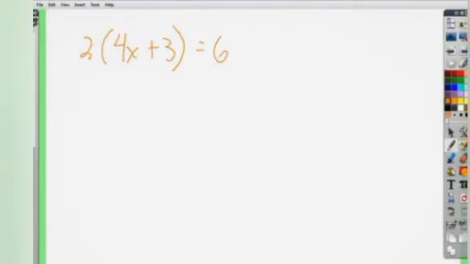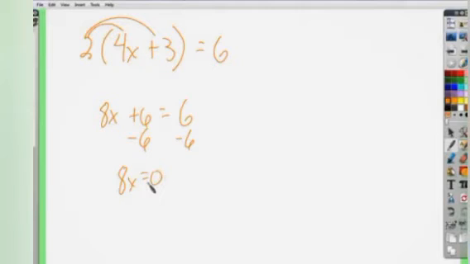Times 2 times 4x, I guess it's 8x. And then 2 times 3. Good, what do we call that? Distributive property. Alright, equals 6. And then I minus 6 from each side. Yeah, and then I divided by 8, and I got 0. Equals that. Excellent. Can we do it differently?